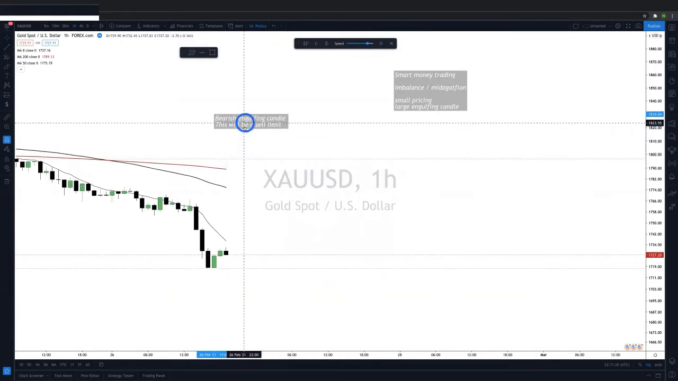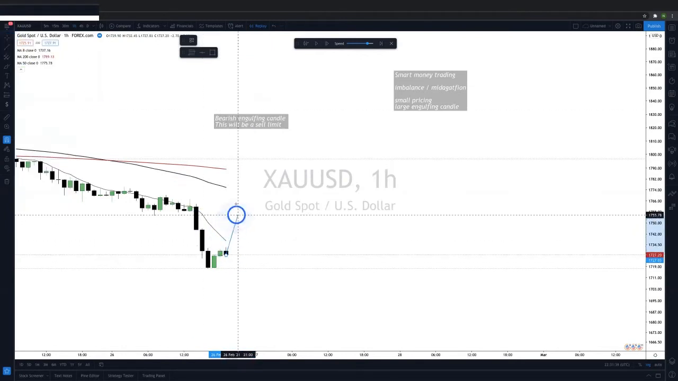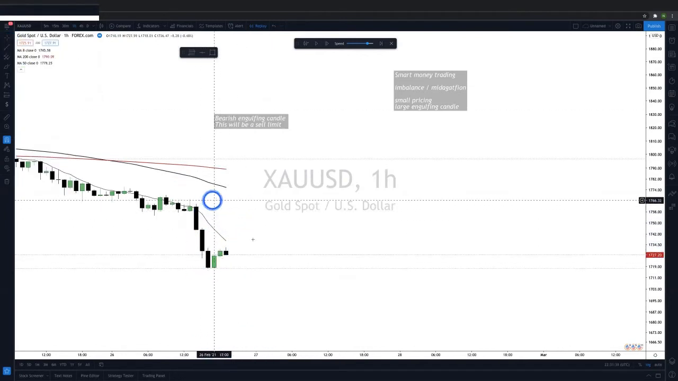So this will be a sell limit. The reason why this is a sell limit is because we're looking for price to do something in this particular area. We're looking for price to buy up to this area. So I'm about to show y'all why.